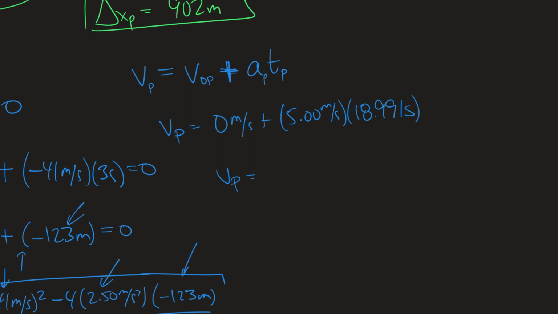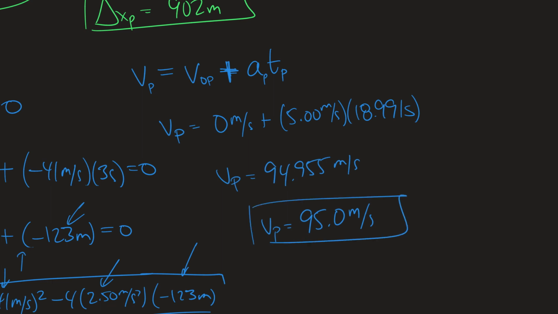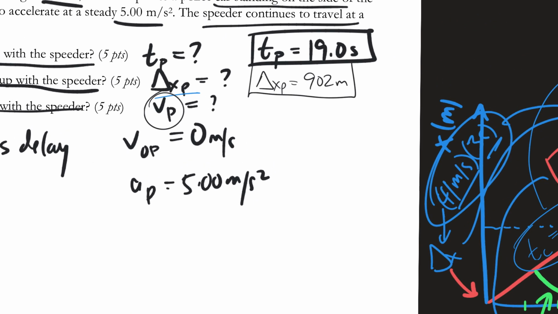This is a nice clean one because the calculator can do this for you. And I get 94.955 meters per second. So with sig figs, VP is 95.0 meters per second. How fast is that? Is that insane? We can do a little conversion here in a second. So VP final is 95.0 meters per second.